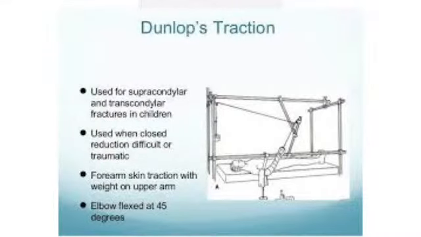It is used for supracondylar and transcondylar fractures in children, used when closed reduction is difficult or traumatic. So it is forearm skin traction with weight on the upper arm, and the elbow is flexed at a 45-degree angle. That is why we use this Dunlop traction. Commonly, when there is a forearm fracture or an epicondylar, that means elbow, fracture, we use this Dunlop traction.